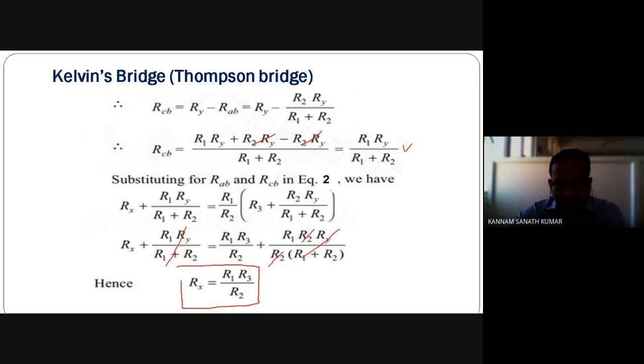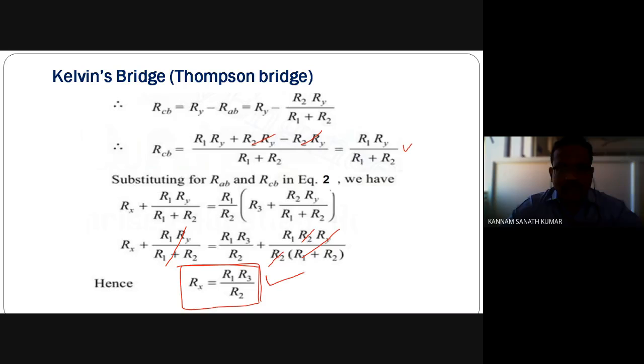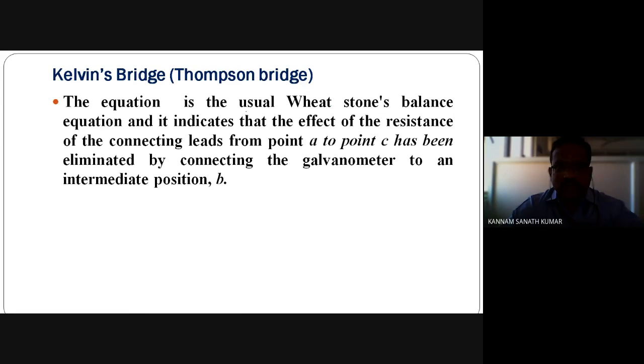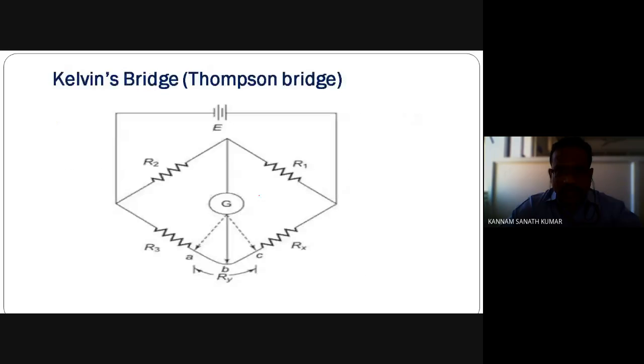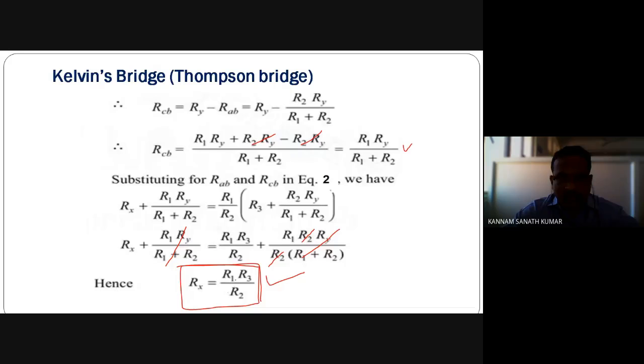So Rx equals R1 R3 by R2, which means it is nowhere depending on the lead resistance Ry. Whatever equation you got is the usual Wheatstone bridge balance equation. This indicates that the resistance of the connecting leads from point A to C has been eliminated by connecting the galvanometer to an intermediate position. So Ry, the lead resistance that is connected, will be eliminated. Rx you get in terms of R1, R3 and R2.